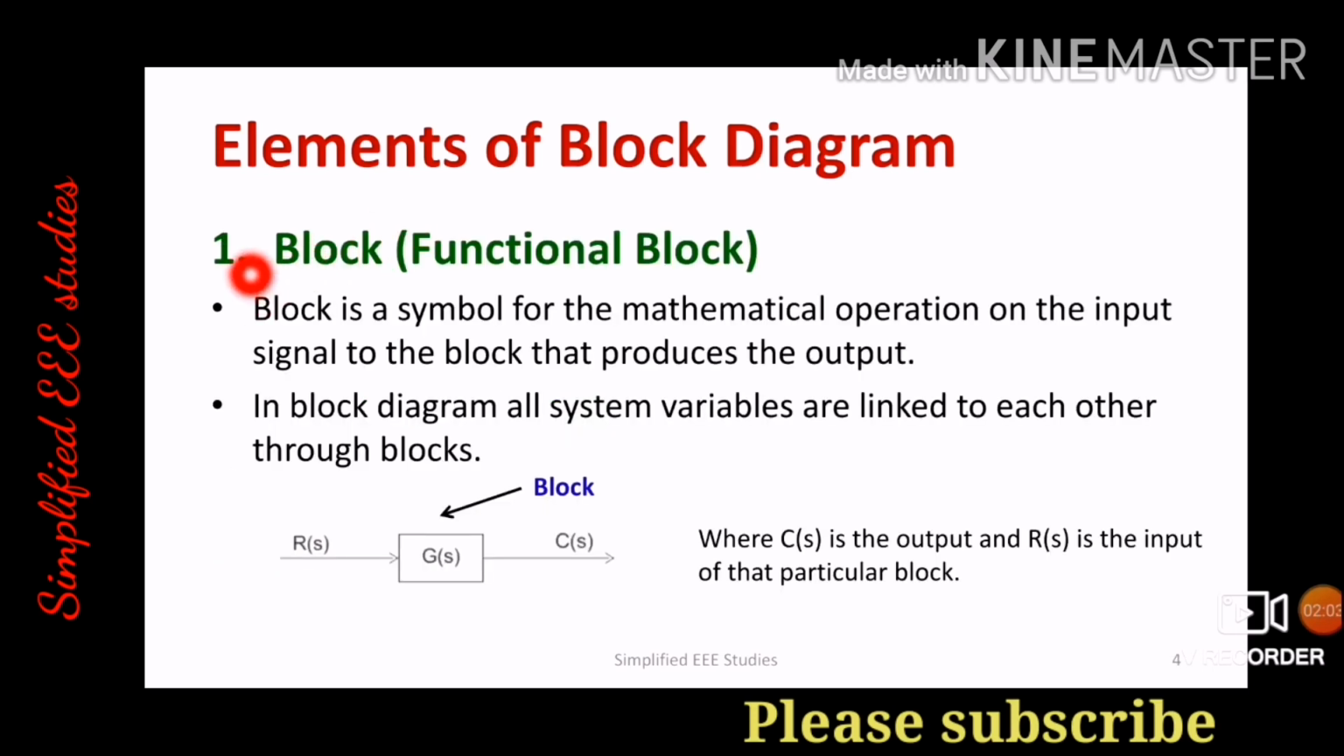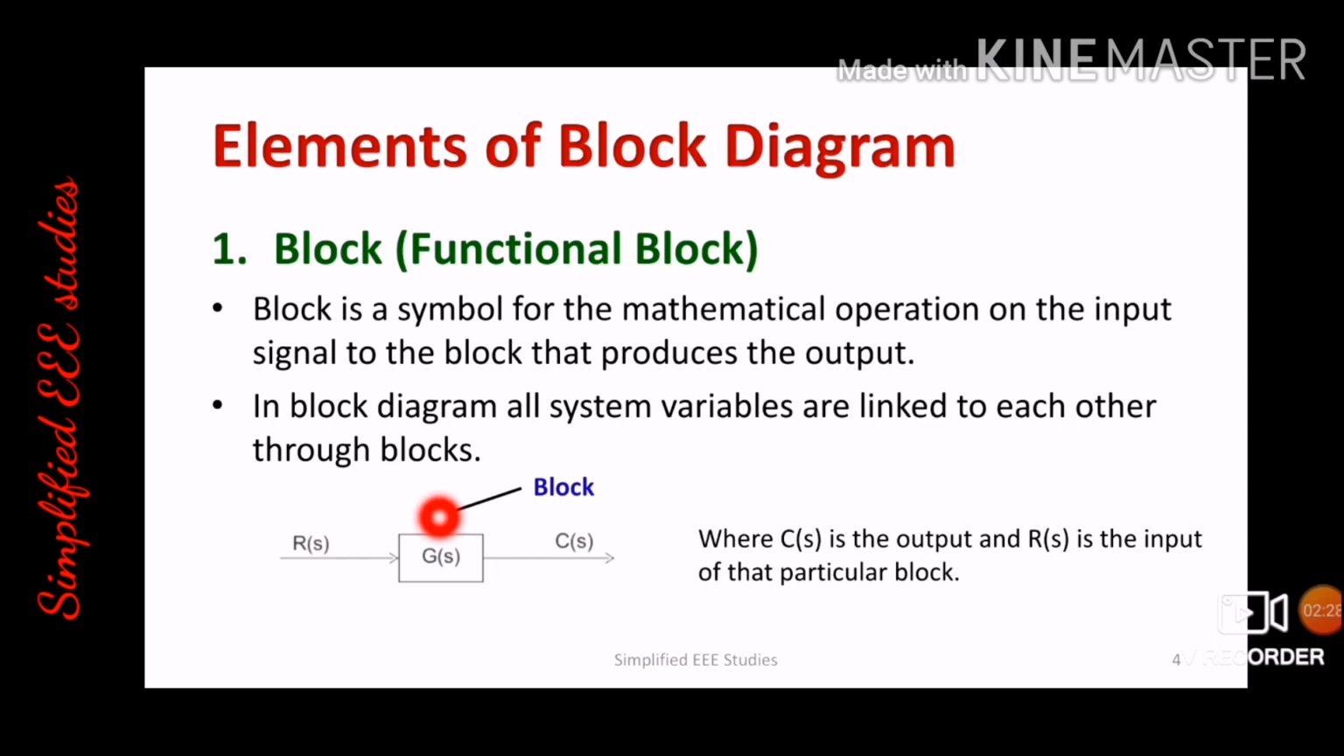Let us discuss the first element, block or functional block. Block is a symbol for the mathematical operation on the input signal to the block that produces the output. In block diagram, all the system variables are linked to each other through a block. You can see this is a block representation. We have input R(S) and output C(S). Inside there is a mathematical function G(S). Always there will be a mathematical variable or a function inside the block. Okay, this is regarding block, or you can call it functional block.